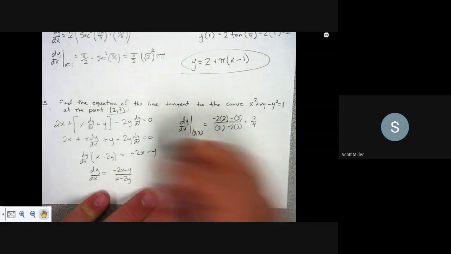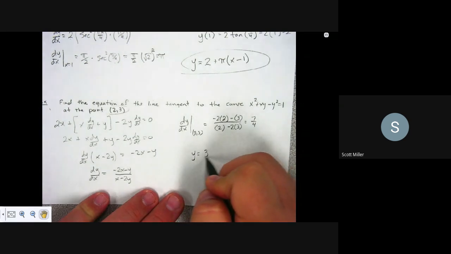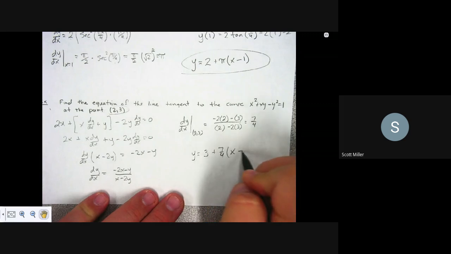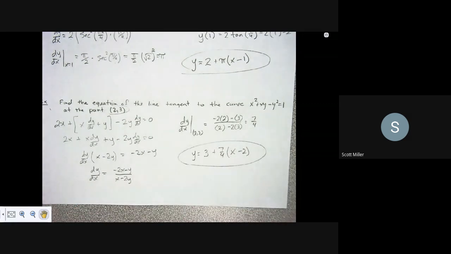So I have my point, I have my slope. Here's my tangent line equation. It is 3 plus 7/4 x minus 2. And there you go. Okay?